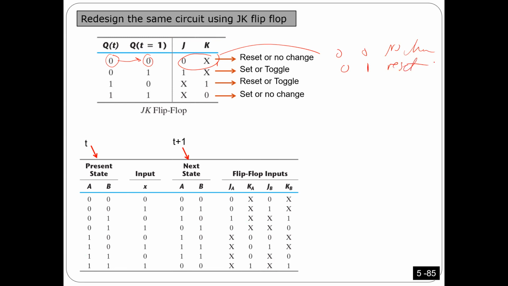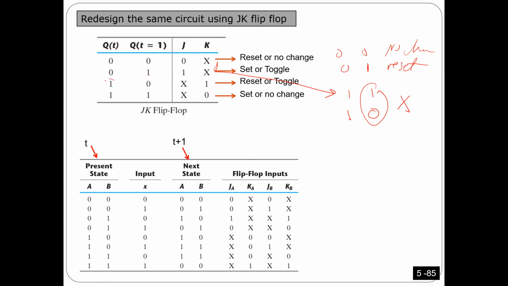Makes sense? Okay. Let's look at the next one. If I'm 0 and next time I want to get 1, there are also two cases. The first case can be toggle, so 1, 1 toggle. Or it can be set, which is 1, 0. That's why I'm going to say 1X. So if this one is 1, whatever you put here, either 0 or 1, I'm going to move from 0 to 1.